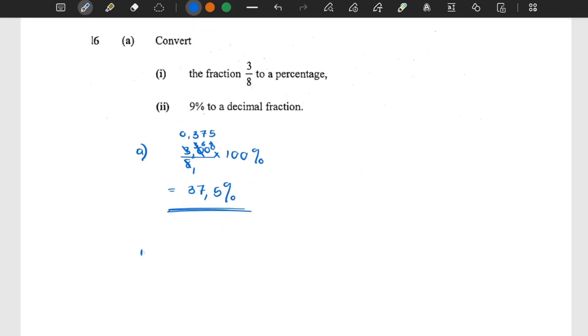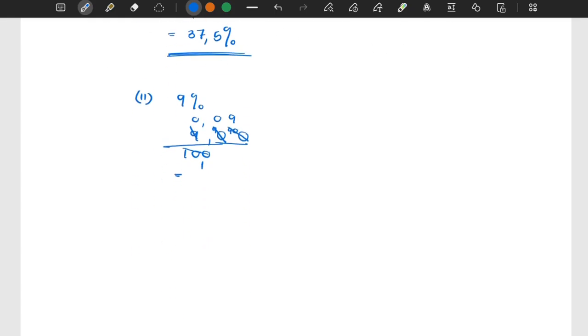And then part 2 says 9% as a decimal, so that's saying 9/100, right? 100 into 9, 0, remainder 9, into 90, 0, remainder 90, and then 100, that's 9, so that's going to be 0.09.